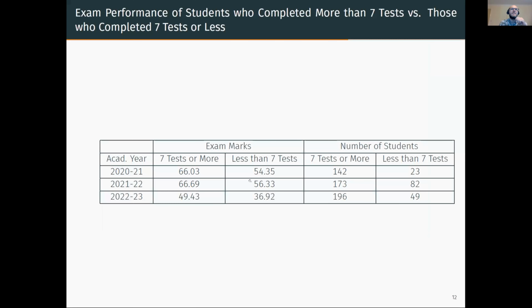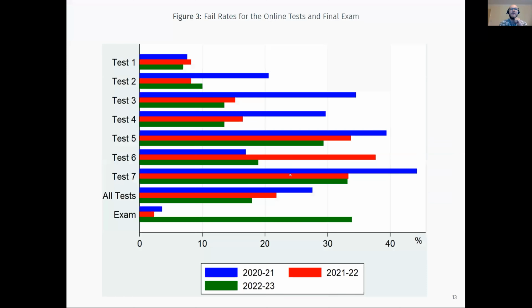When we then look at the exam marks and the split between students who did 7 tests or more versus students who did 7 class tests or fewer, there's on average about an 11% difference in their final mark. So really, the level of engagement and practice does show throughout.